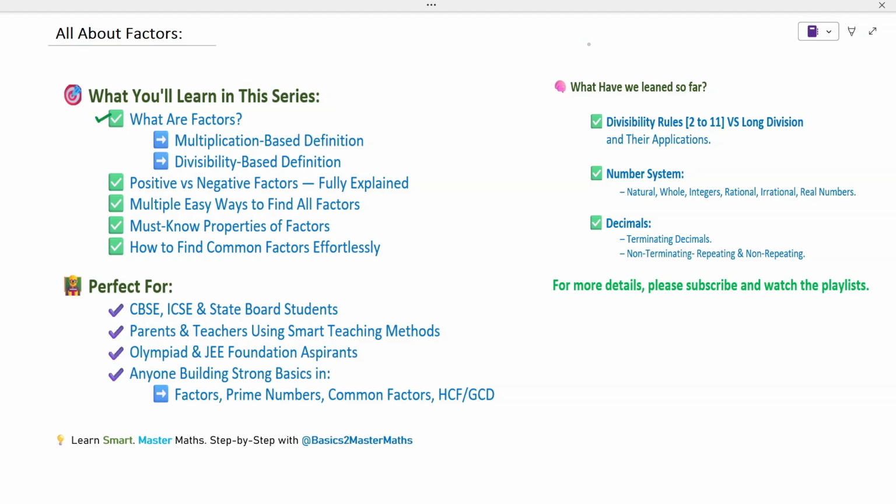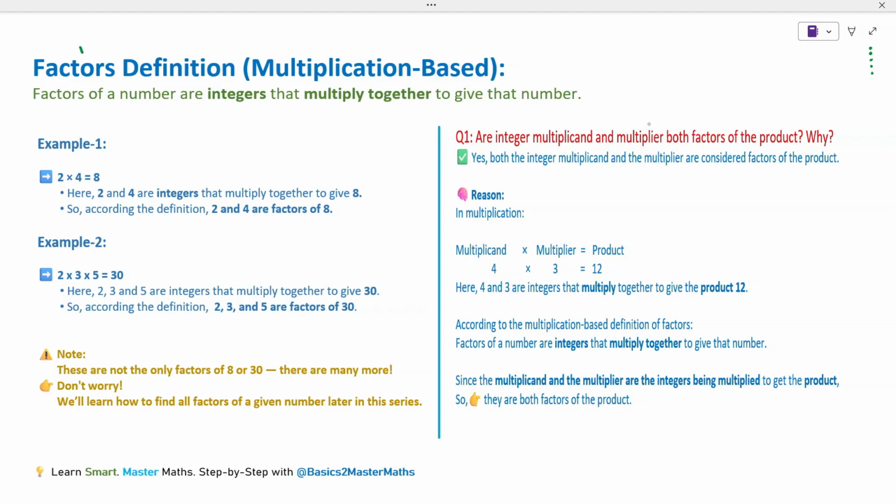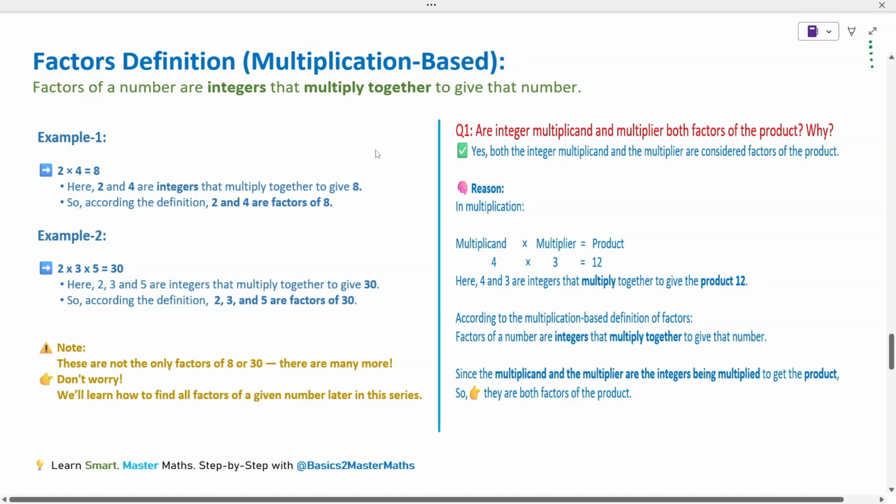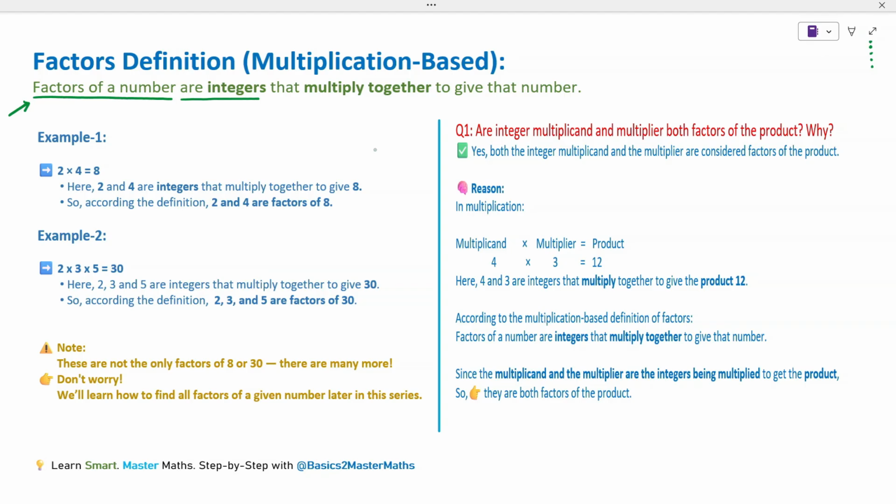In this video, we are going to discuss factors definition based on multiplication and factors definition based on divisibility. First, let us look at factors definition based on multiplication. The definition says that factors of a number are integers that multiply together to give that number. Got it? Let us try to understand this definition with examples.